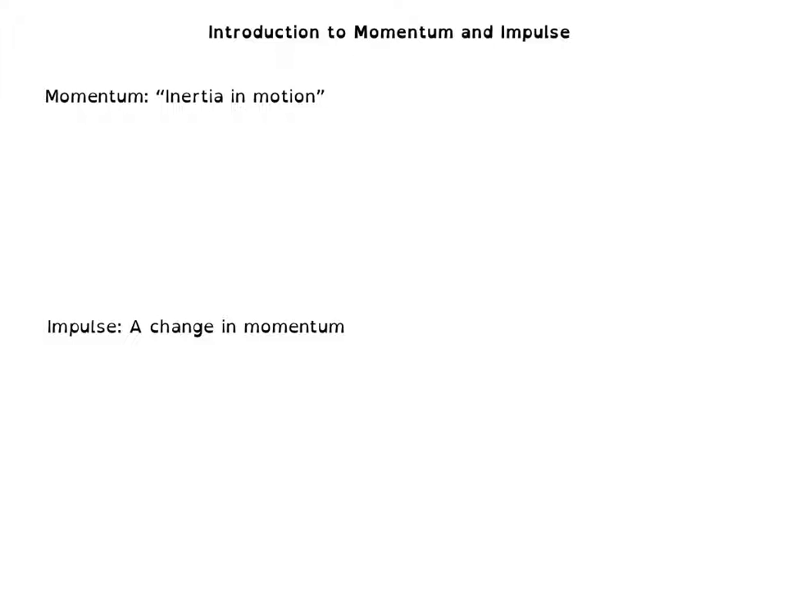So to start out, momentum is kind of a weird quantity that all moving objects have. And the best way that I can describe it to you is that momentum is what we call inertia in motion. Okay, so let's say I had a, I'm going to draw one of my really bad cars here. All right, we got a little car, and then we have a big semi-truck.